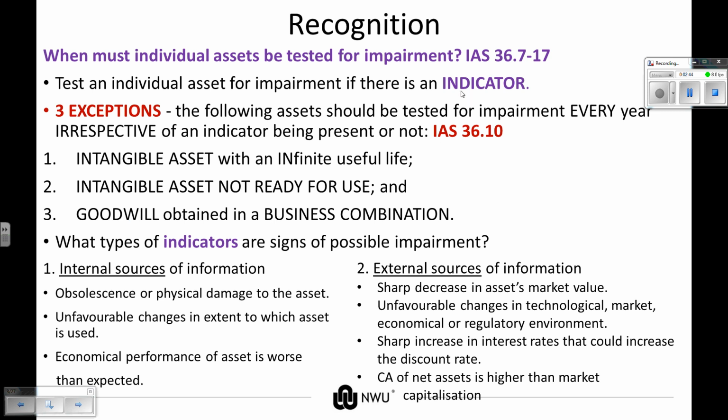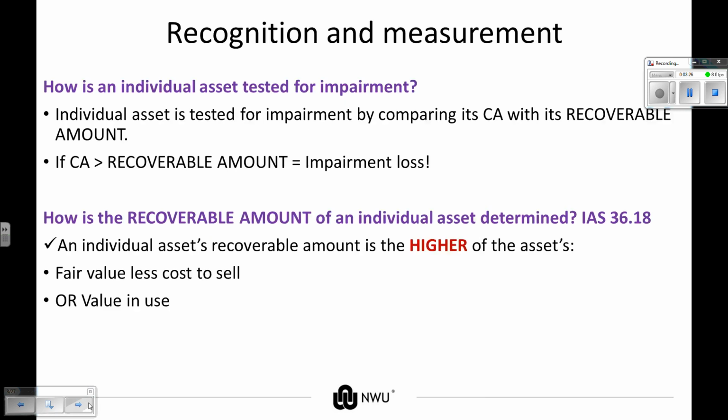So what is an indicator? And this you can also flag in your standard. But it can be internal indicators or external indicators. So internally, so within the company, is there any signs that tell us that our asset is overstated? And this can be, for example, physical damage to the asset. External sources or indicators will be where something in the economy happened, or in the country, or anything happened outside the company, and that will cause our asset to be overstated.